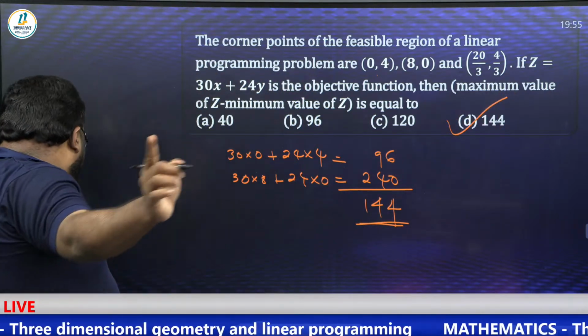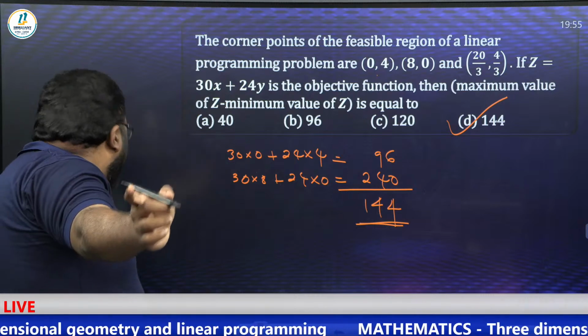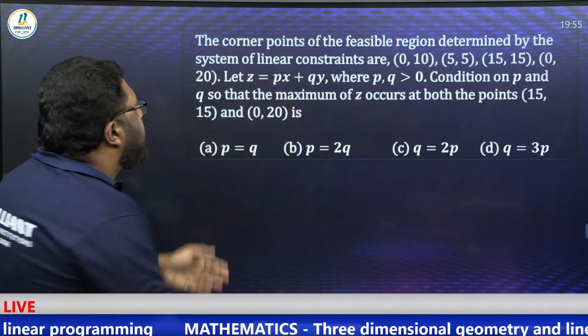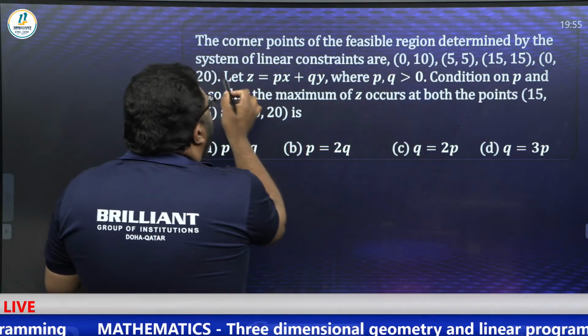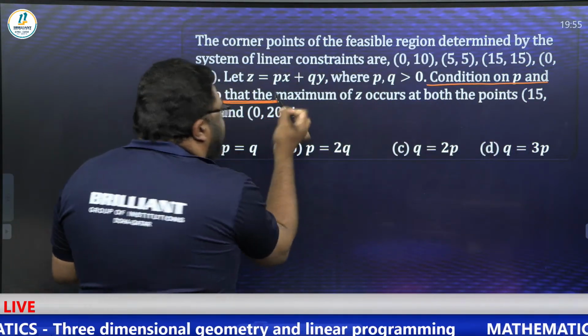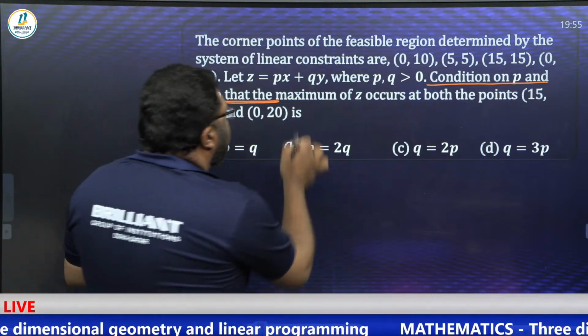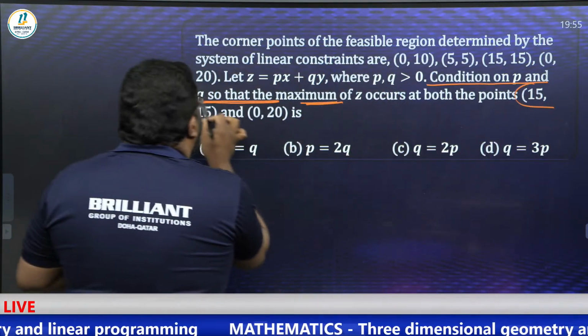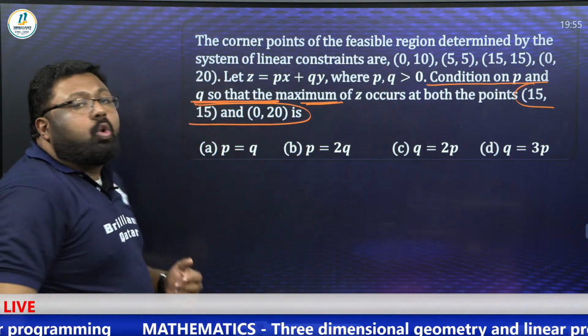Okay, one last question, my dears. Just stay with me. Now this is very, very important. Again, do you see that you have to find the condition between P and Q? Find the condition between P and Q if the maximum occurs at 2 points. Maximum is occurring at 2 points.